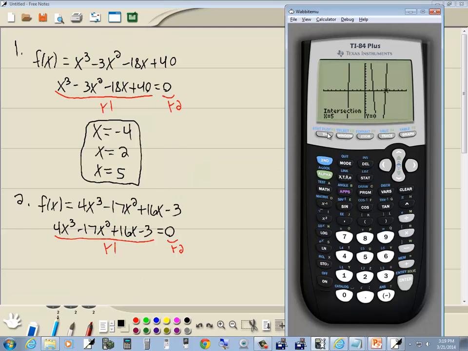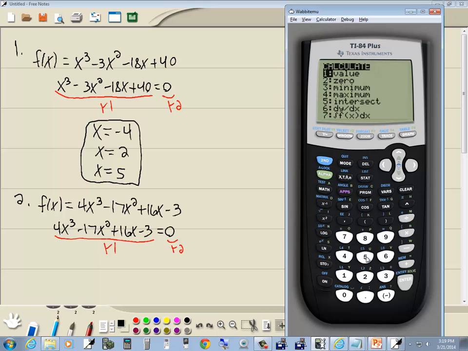Okay, so press my y equals, clear, to clear our words on there. Then we've got 4x to the third, so 4x caret 3, minus 17x and then our x squared plus 16x and minus 3. And you should still have 0 on y2 from the first example, so you want to put that there again. Now do second trace.